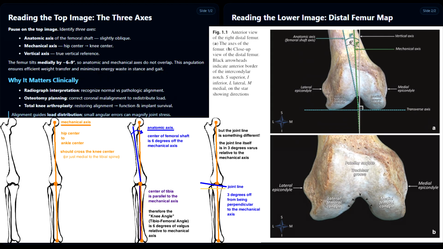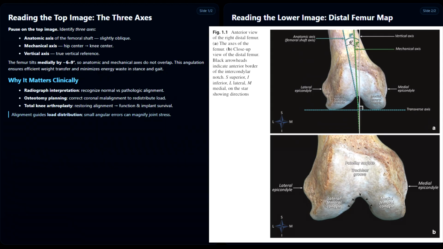Now, let's drop our gaze to the lower image of the distal femur. Here we see the patellar surface, also known as the trochlear groove. This groove is where the patella glides up and down during knee flexion and extension. The groove itself is slightly deeper on the lateral side, which helps prevent the patella from slipping outward, a common problem in young athletes, especially females, leading to patellar instability or dislocation.